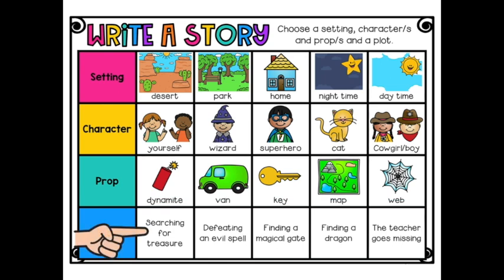Searching for treasure. Maybe your characters are searching for treasure. Defeating an evil spell. Maybe a wizard or a witch has put an evil spell on some of the characters in your story and they're trying to defeat an evil spell. Finding a magical gate. Maybe you might want to write a fantasy story. Finding a dragon. The teacher goes missing. So these are some ideas of some plots, the things that might happen in your story. You can choose one or you can make your own.